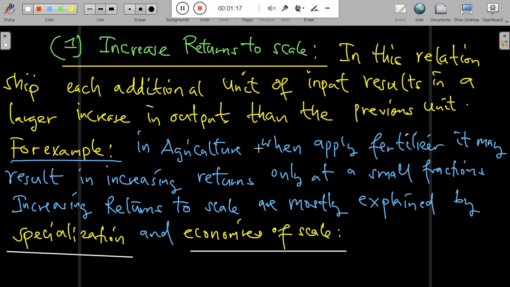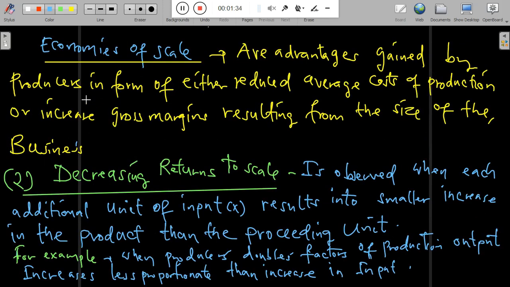Specialization is whereby you organize the work among specialists, individual professionals, so as to increase efficiency. And economies of scale is where you produce high output with minimal cost. So economies of scale are advantages gained by producers in the form of either reducing the average cost of production or increasing gross margins resulting from the size of the business.